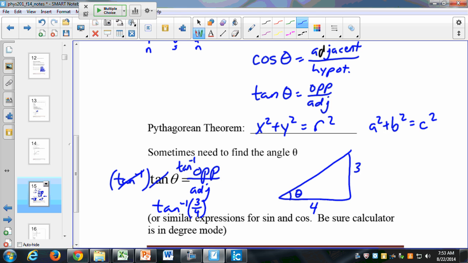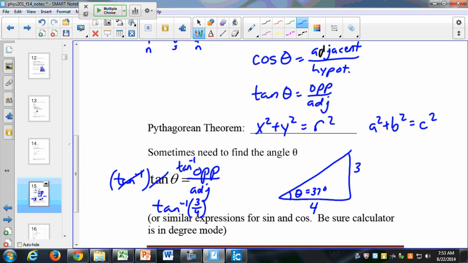And then you can give me a shout out what the angle is. 37. It's 37 degrees. Everybody got 37? Yeah, just make sure you know how to do that. It turns out the angle is 37 degrees.